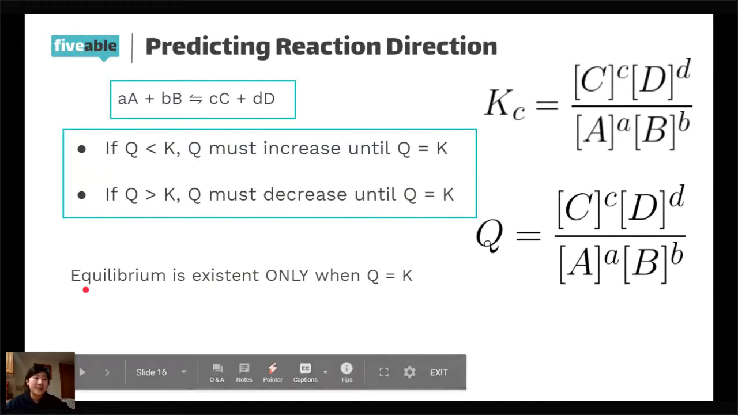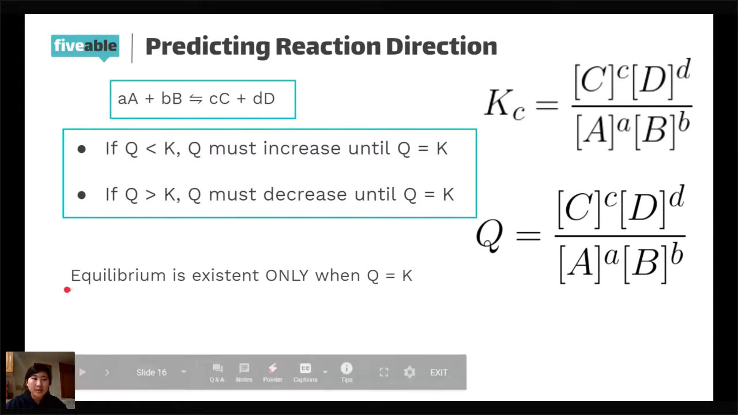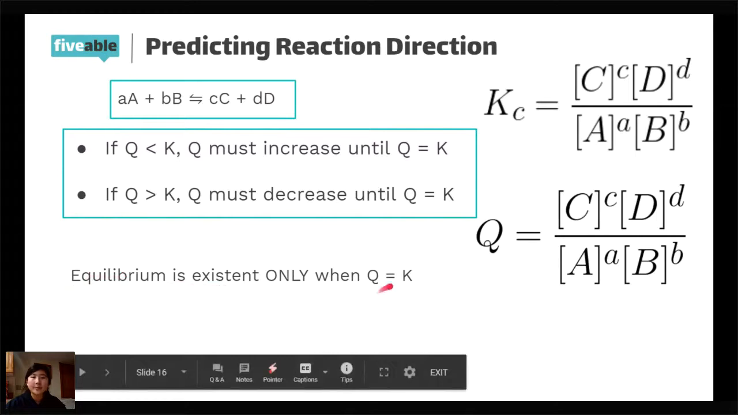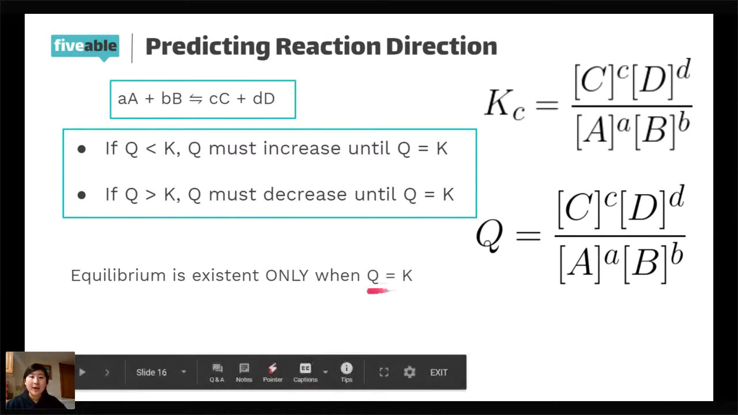So if you guys have ever made candy on the stove top, you know that once you've reached that perfect temperature, boom, you have the candy at the right consistency. So when Q equals K, when the current situation of your reaction is equal to the golden standard of equilibrium, then you know that boom, you have equilibrium.